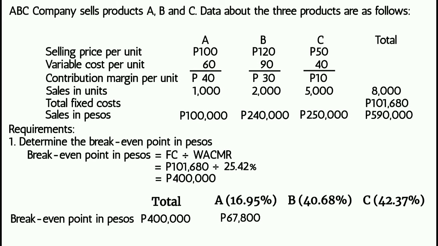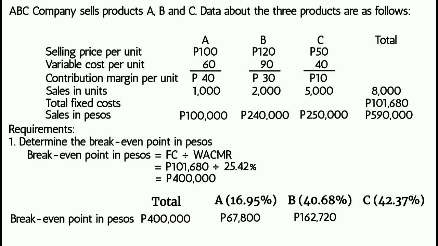For product B, 400,000 pesos times 40.68%. That is equal to 162,720 pesos. That means dapat ang sales sa product B ay 162,720 pesos to break even.